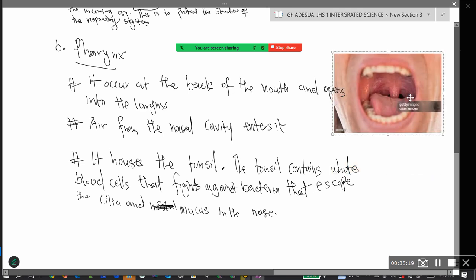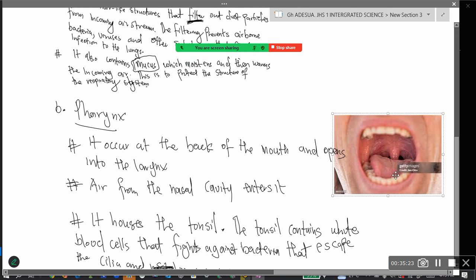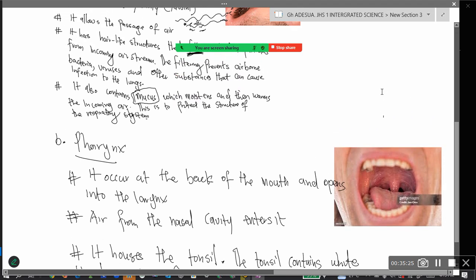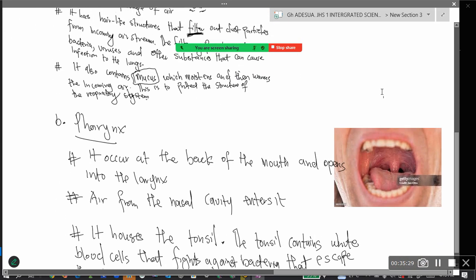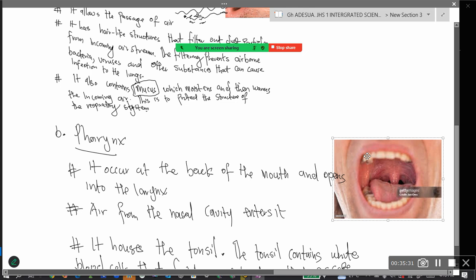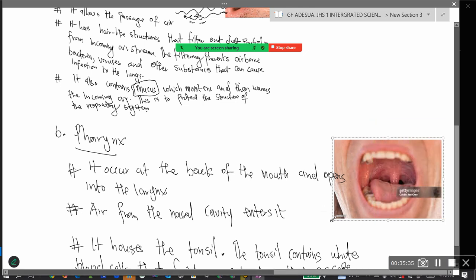You see someone has opened their mouth, right? And some of you are going to be future doctors, so this thing should not do you anything.